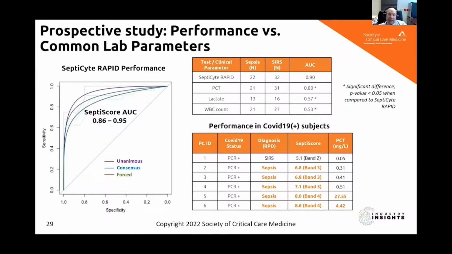And you can see that the SeptiCyte RAPID easily differentiates from procalcitonin, from lactate, or from white blood cell count in order to differentiate sepsis from SIRS.